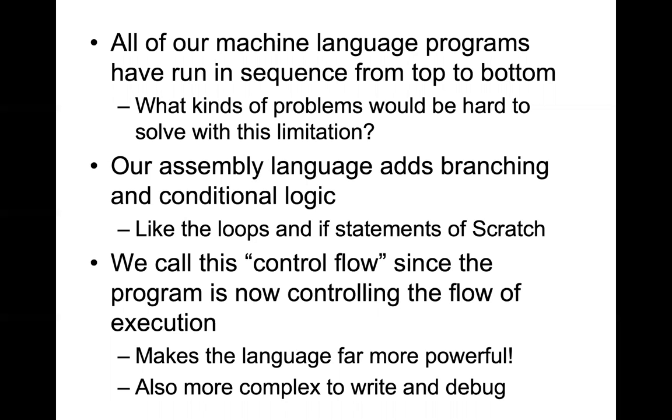So the next thing we're going to look at is adding branching and conditional logic to our assembly language. And this lets us do things like loops and if statements in our assembly language. And if you remember those from Scratch, in assembly language, they're basically going to be the same thing. So what we call this is control flow, since the program is now controlling the flow of its own execution.